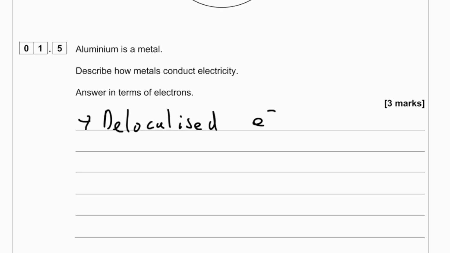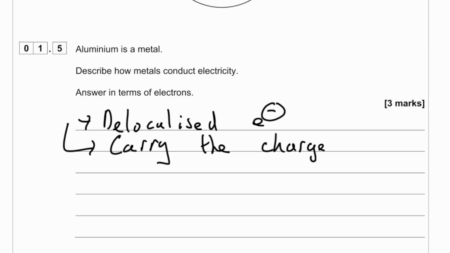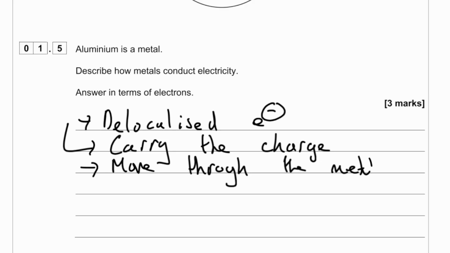And these electrons, because they have this negative charge, they actually are able to carry the charge. So remember, with electricity, it's all about carrying charge. And so because the electrons are charge carriers, they're able to carry that charge. And the final thing you'd say for the third mark is they can move through the metal. And as a result, therefore, they're able to conduct the electricity all the way through the metal. That's why aluminium would be a good conductor. Okay, so that would be your 1, 2, 3 marks.